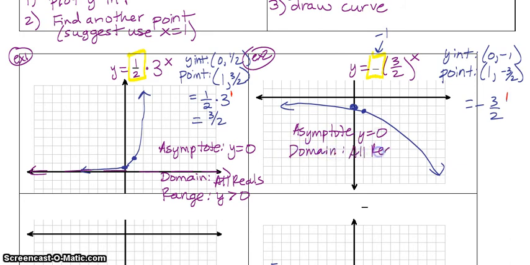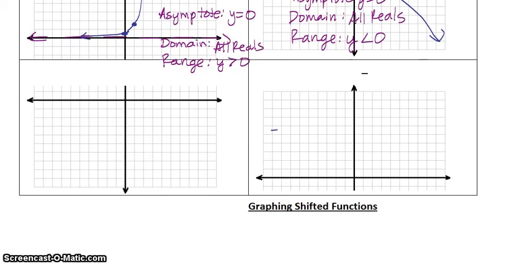But the range has now flipped. Because it's below the line, my range is going to be y is less than 0. Alright, I'm going to give you the equations for example 3 and 4, and I want you to pause and try to graph them, and then we'll check your work in a minute.